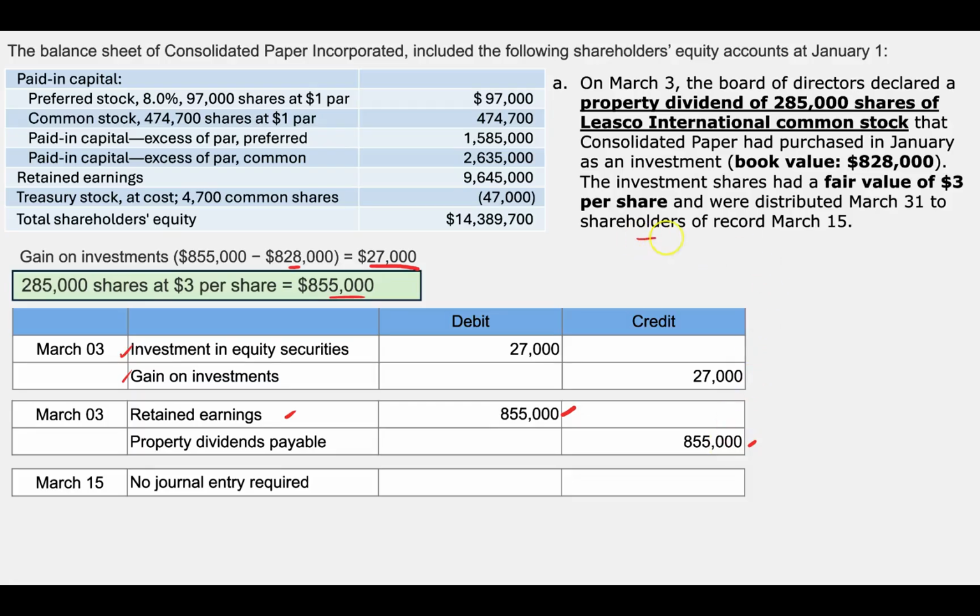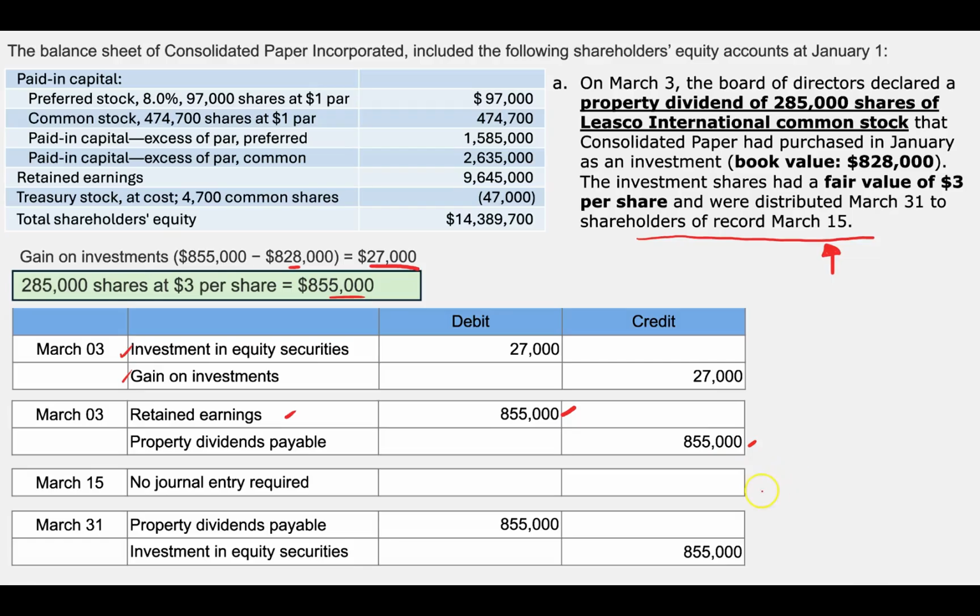Now, for the shareholders of record of March 15th, we don't have to do any sort of journal entry there. It's just that any entity that's a shareholder on March 15th will receive this property dividend. And now on March 31st, when it's actually paid, we're going to debit the payable that we recorded on March 3rd. So we're going to debit property dividends payable for $855,000, and now we're going to credit this investment. Now we've actually distributed those investments out to our shareholders.